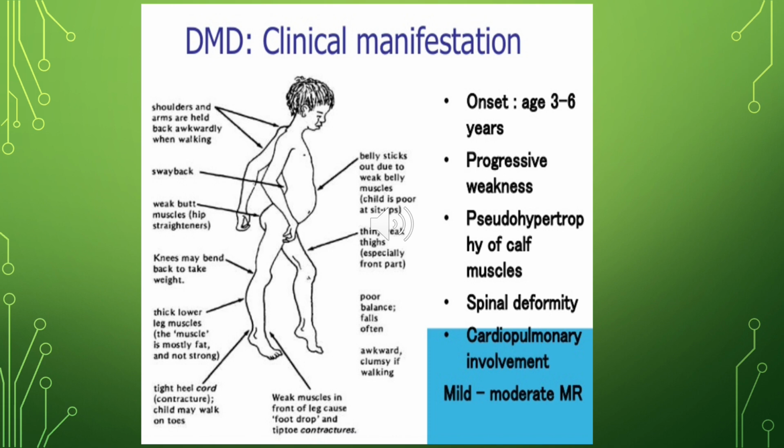Now, the onset age is 3 to 6 years. Progressive weakness, pseudohypertrophy of the calf muscles, spinal deformity, cardiopulmonary involvement, and mild to moderate MR.